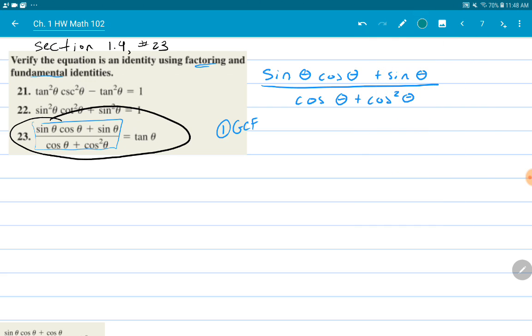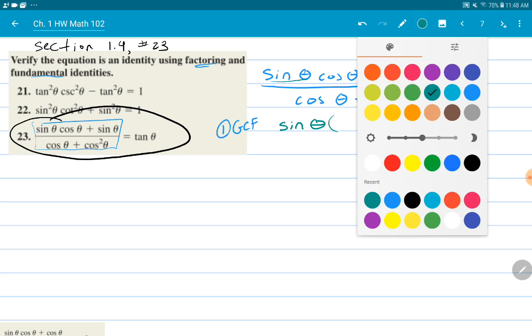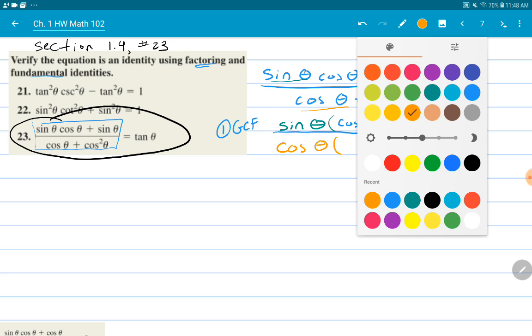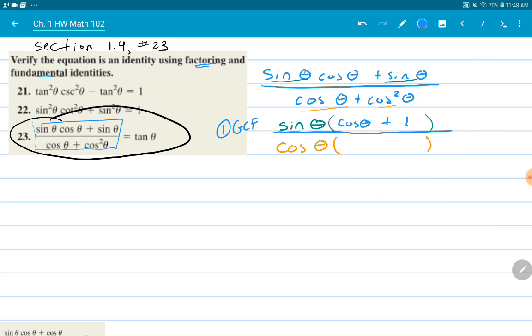And I can see in the numerator, I have a sine theta in both terms. So I'm going to take that out. And what I'm left with, after I divide both of those pieces by sine, is cosine theta plus 1. In the denominator, I have a common term of cosine theta in both. So I'll factor that piece out. And what I'm left with, after I divide cosine theta from each piece, is 1 plus cosine theta.